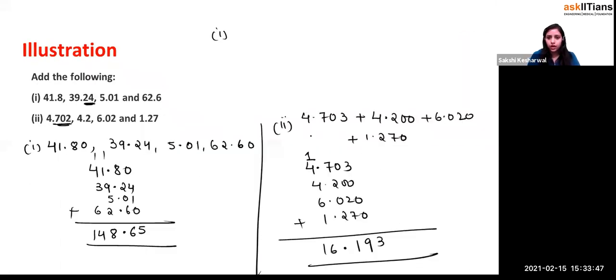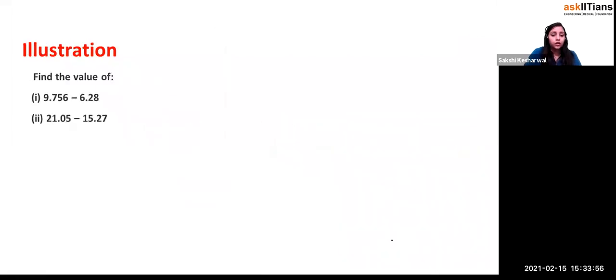I wrote something wrong. Oh, this is 2. This is 2, this is 2 and this has to be 2. That's why. Okay. Now find the value of the following. So it says that now you have to do the subtraction. Again, you have to do the conversion.